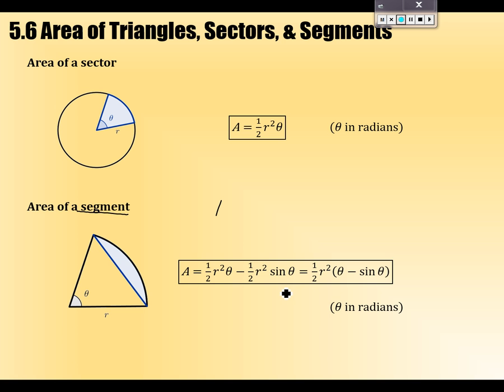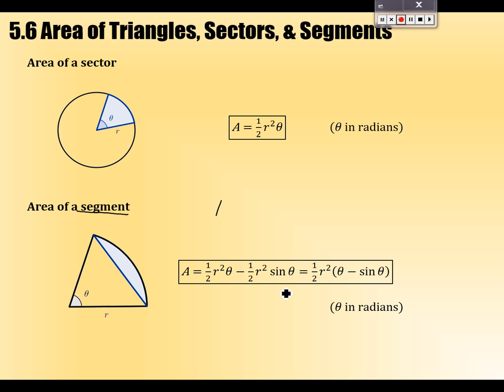And then it just so happens that something factors out nicely. But again, even though that does come out pretty nicely, it looks pretty nice: 1/2 r squared times theta minus sine theta. I like it. I still maybe would hesitate to memorize that. I'd probably rather just know that it's sector minus triangle. Whatever, you do what you like. As long as you know how to find the area of a segment, you and me will be good.